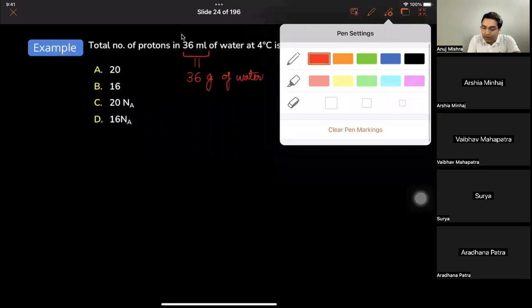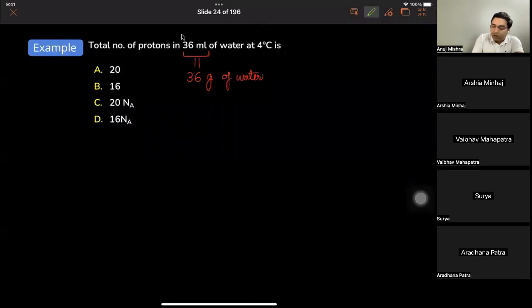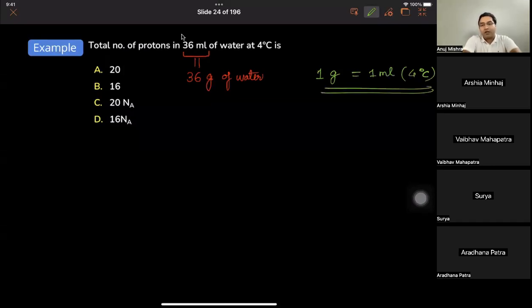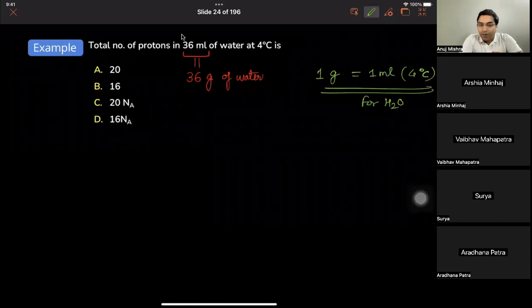And there is a specific reason for this. Why is 36 ml 36 grams? What's the reason behind this? Because 1 gram is 1 ml at 4 degrees Celsius, for water, of course, for H2O. Or in other words, the density of water is 1 gram per ml. So 36 ml is 36 grams of water. Is this part clear? Everyone?